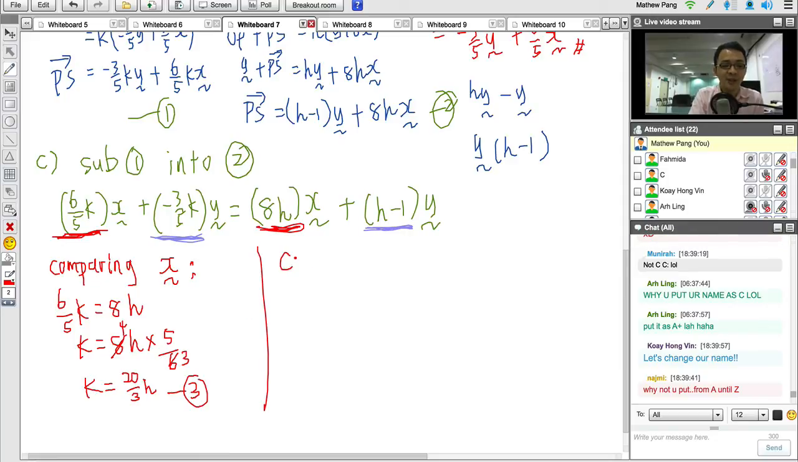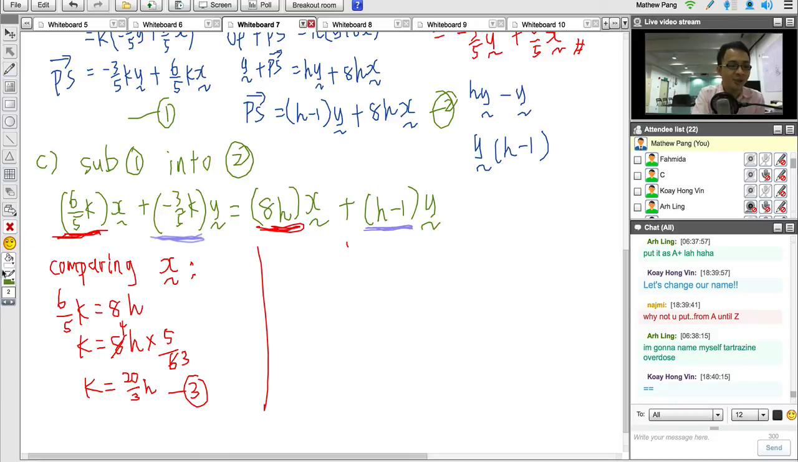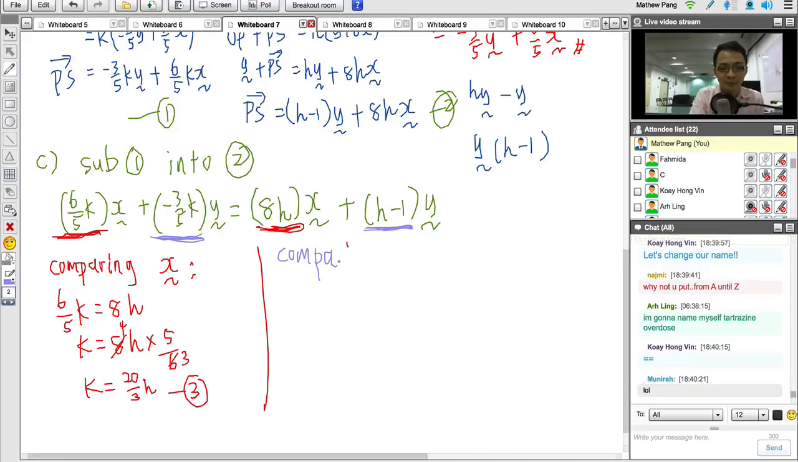And then over here, I'm comparing y. Okay, I compare y and y. Maybe I should write in purple color, just to not confuse you. I change to purple color. So I'm comparing y. Okay, if I compare y, I get negative 3 over 5 k equals to h minus 1. Alright, so yeah, I call this one 4 maybe.